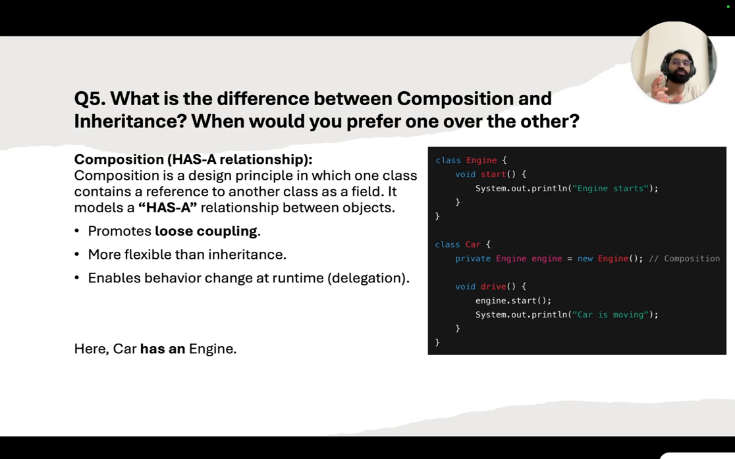It promotes loose coupling, and it is more flexible than inheritance and enables behavior change at runtime, which is called delegation. So the conclusion is that a car has an engine, which is a has-a relationship. Composition says that if any class has a reference to another class as a field, then it acts as a has-a relationship between the objects. I hope you got this about composition.